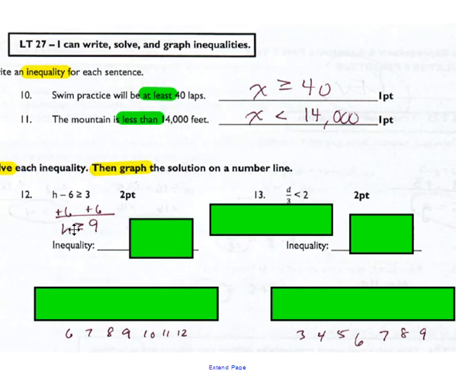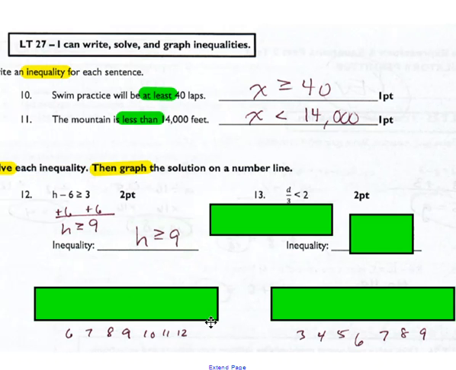That will give me the variable all by itself now. And if I, on the other side, add 6, that's where the 9 came from. So we've gotten rid of that minus 6 by adding 6 to both sides. We end up with this, and that is our inequality. Okay, that is what we now want to graph. H is greater than or equal to 9.